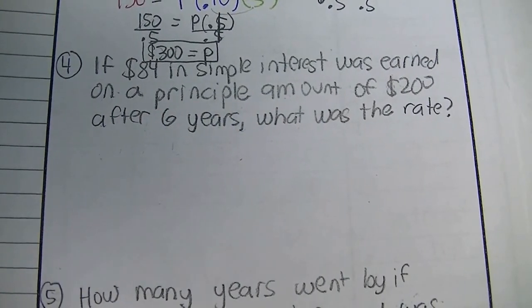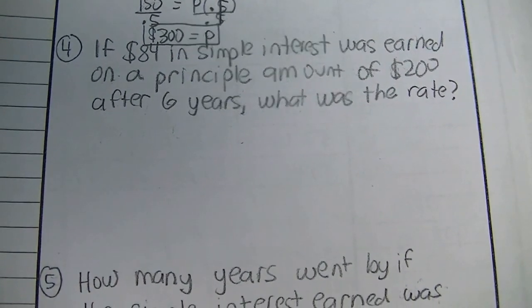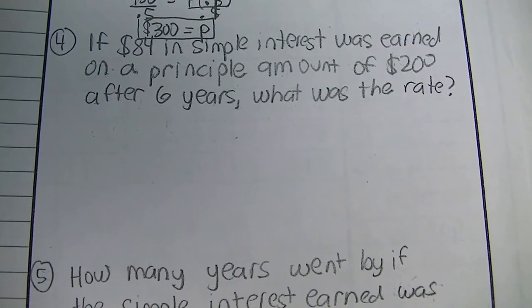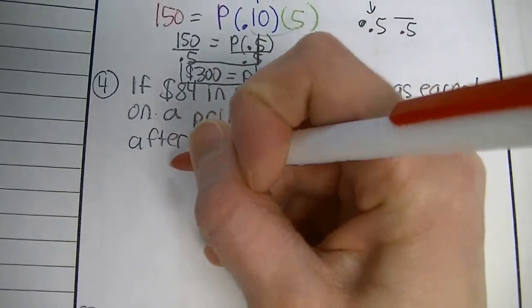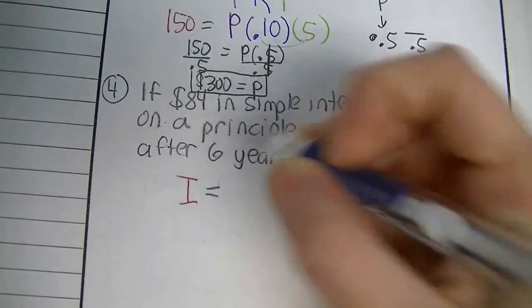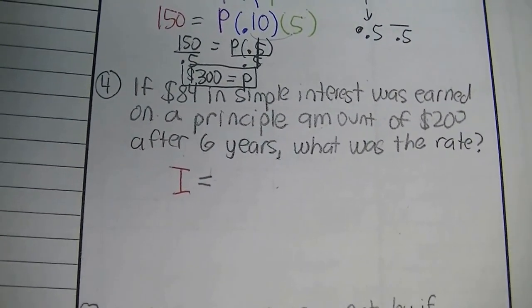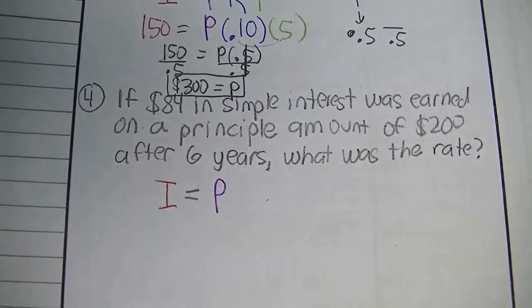Number 4 says, if $84 in simple interest was earned on a principal amount of $200 after 6 years, what was the rate? So I want you to start off by writing out that formula. And I really do think it helps writing it out every single time for every problem that you're on, just because it's easier to plug the values in when you already have it written out, okay?